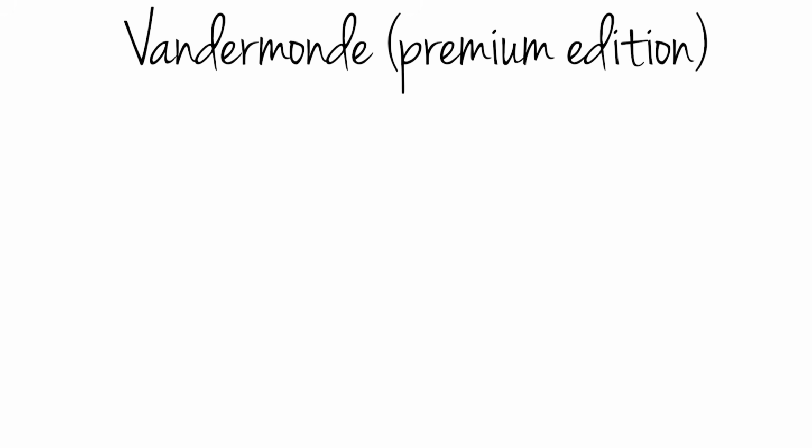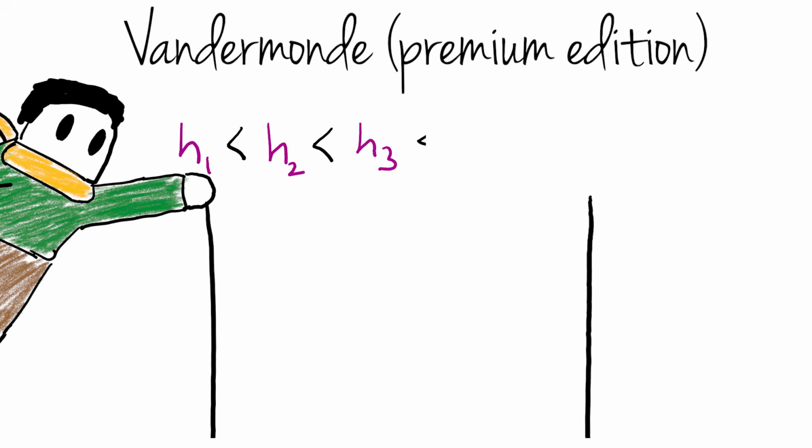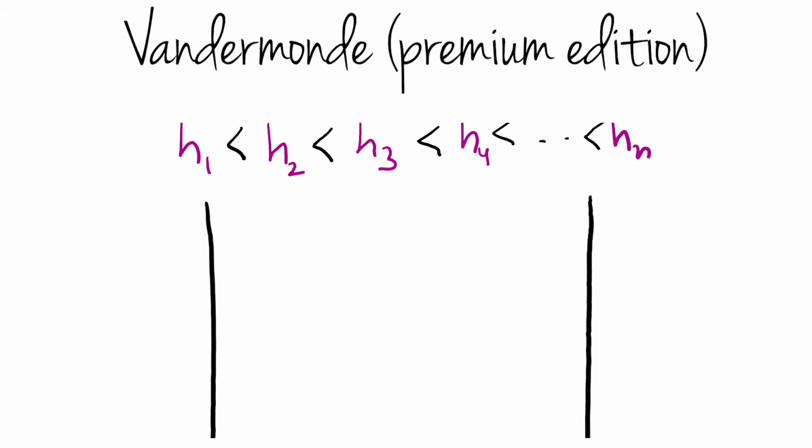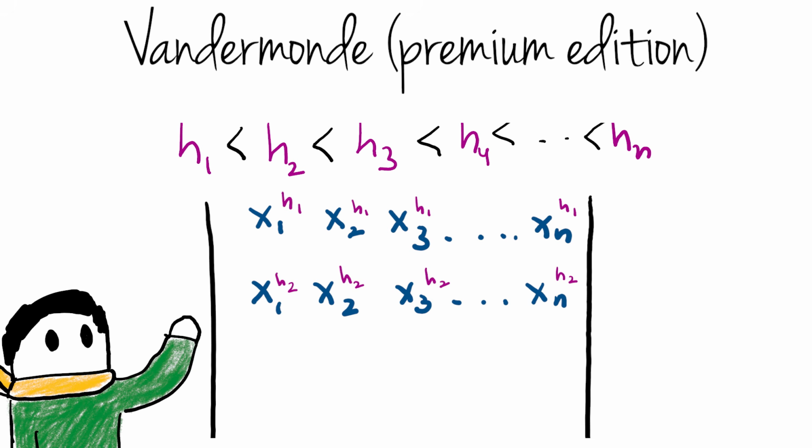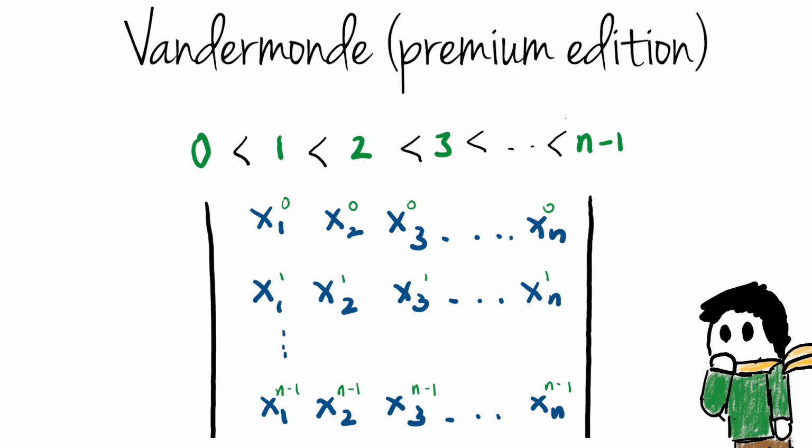Let's start with an antisymmetric function that looks like a souped-up version of the Vandermonde. If you have h1, h2, h3, and so on in strictly increasing order, then we make the determinant where the top row is all variables to the power h1, the next row is all variables to the power h2, and so on until the last row is all variables to the power hn. The Vandermonde is a special case of this, with h1 equal to 0, h2 equal to 1, and so on until hn equals n minus 1.